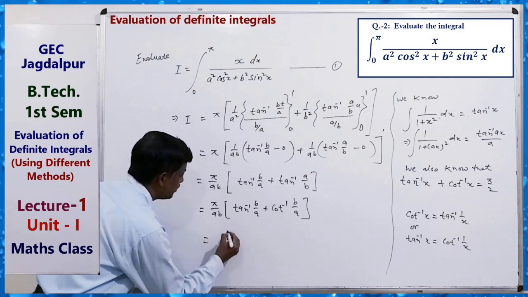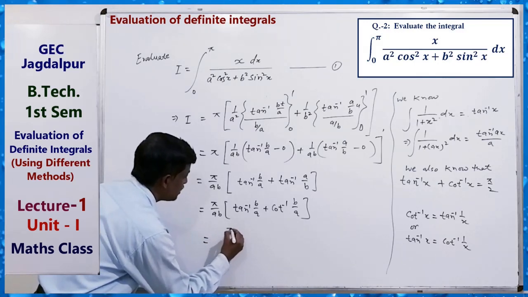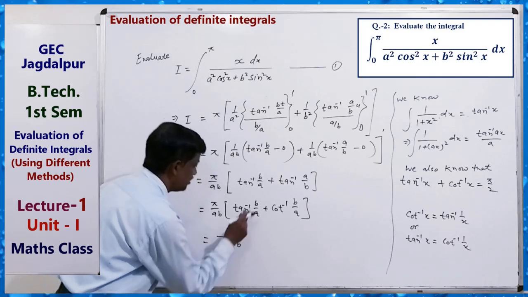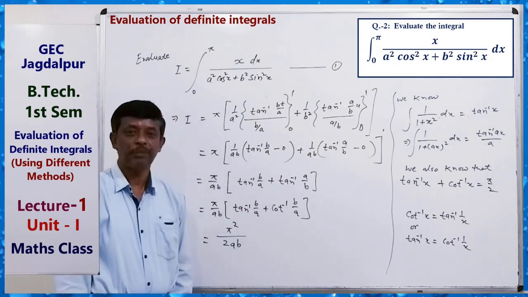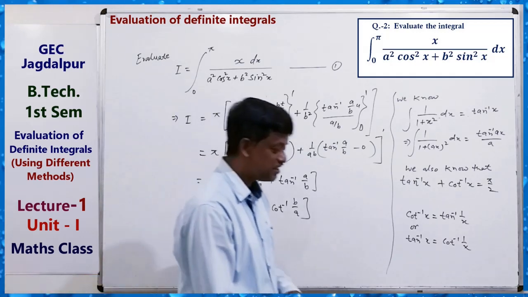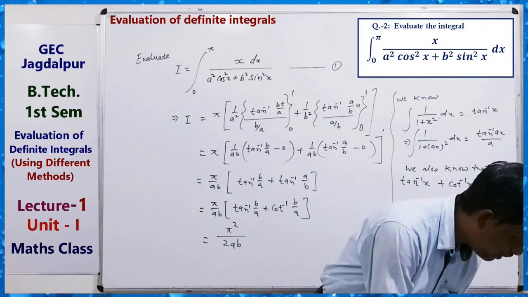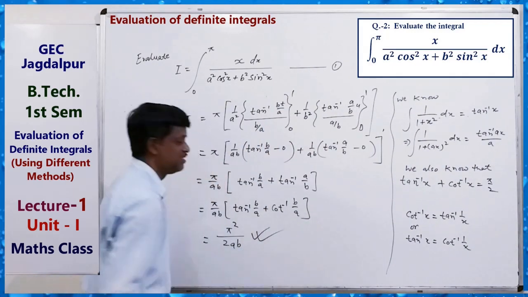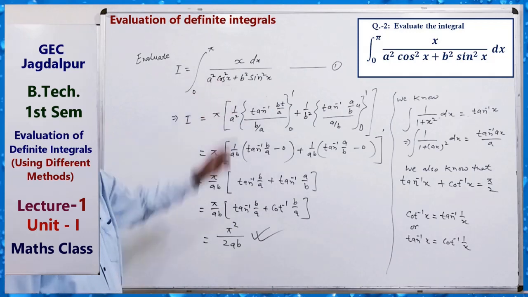So pi square by 2ab. It can be written as pi by 2. So pi square by 2ab. So the answer is what? Pi square by 2ab. So this is our solution, the value of this integral.